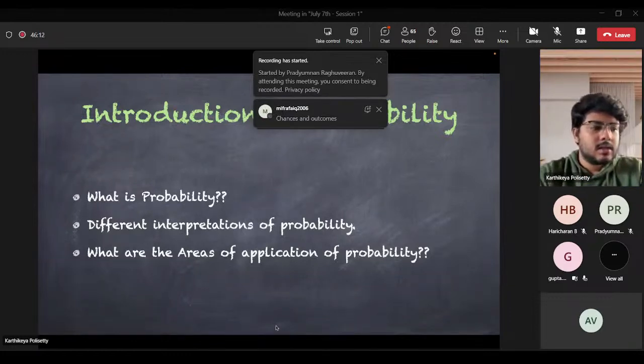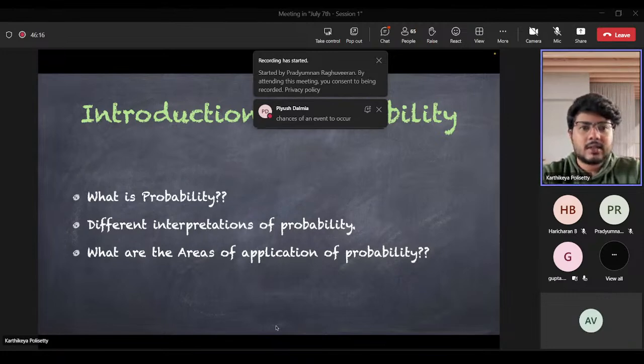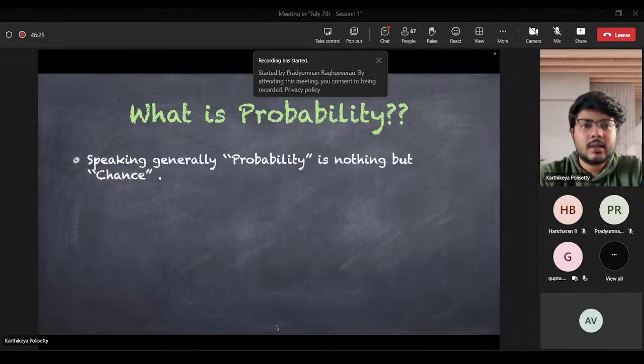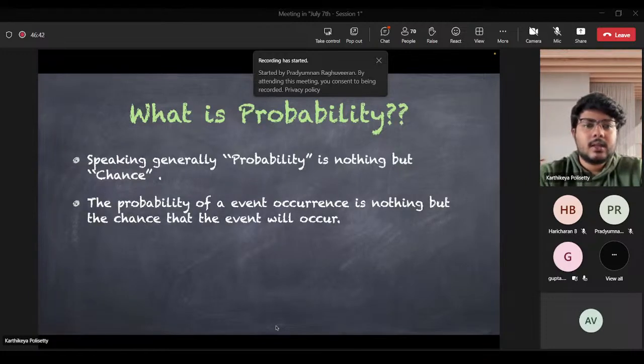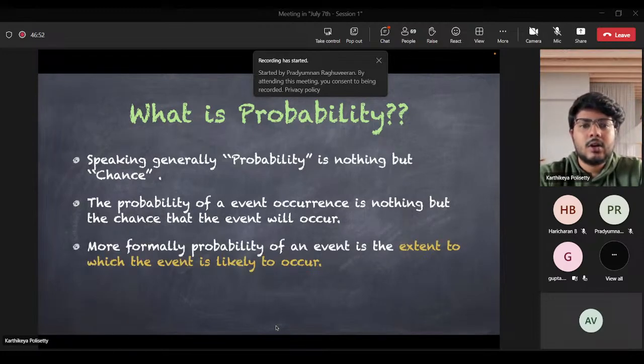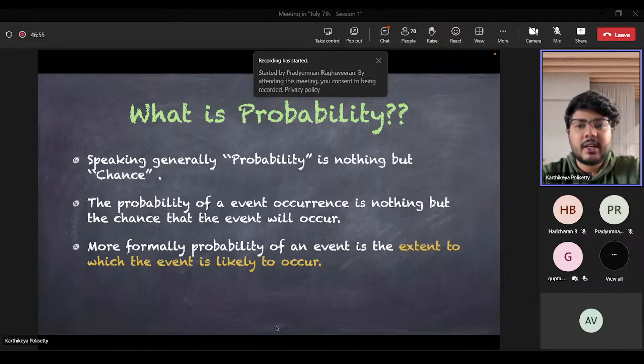Yeah, chances of an event to occur. Yes, that's nice. So we'll answer first. What is probability? Speaking generally, probability is nothing but a chance. When you toss a coin, the probability of getting a head is the same as the chance of getting a head. So the probability of an event is nothing but the chance that the event will occur. More formally, probability of an event is the extent to which the event is likely to occur.